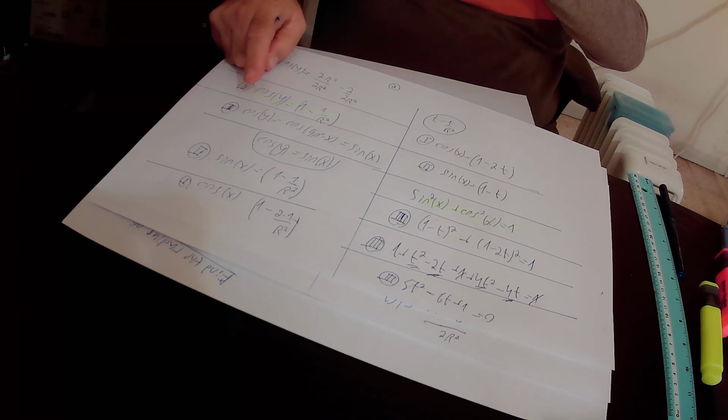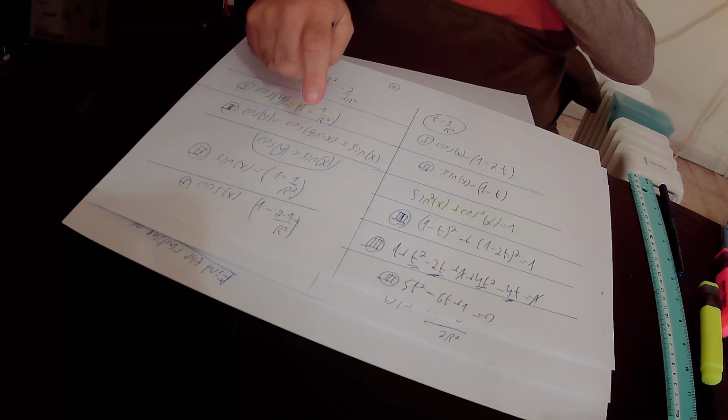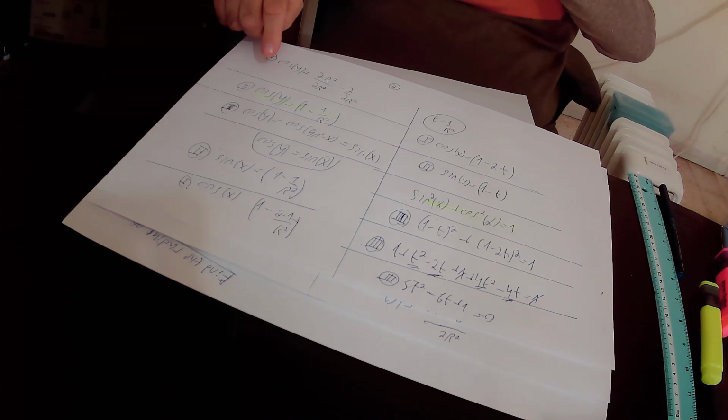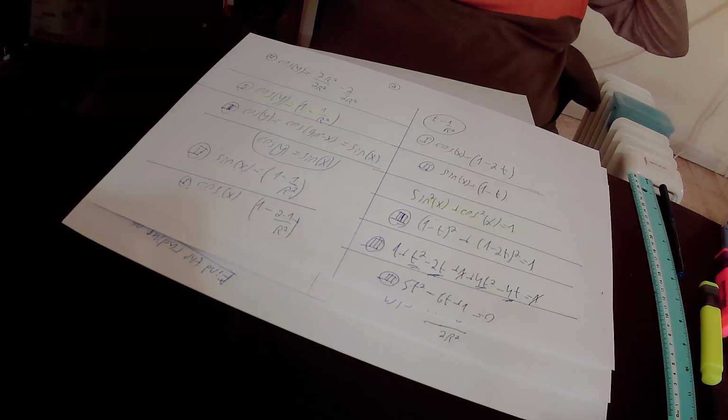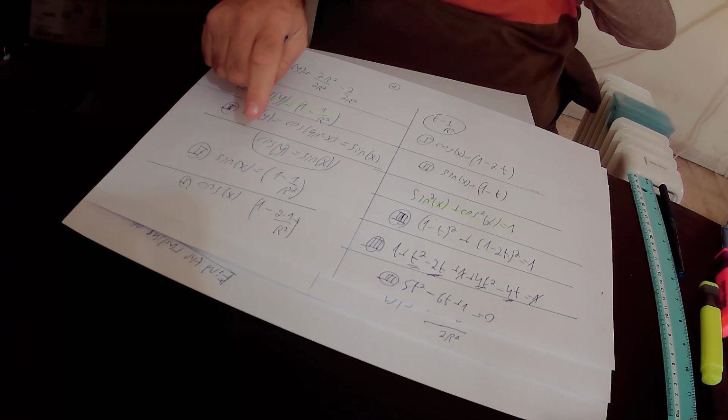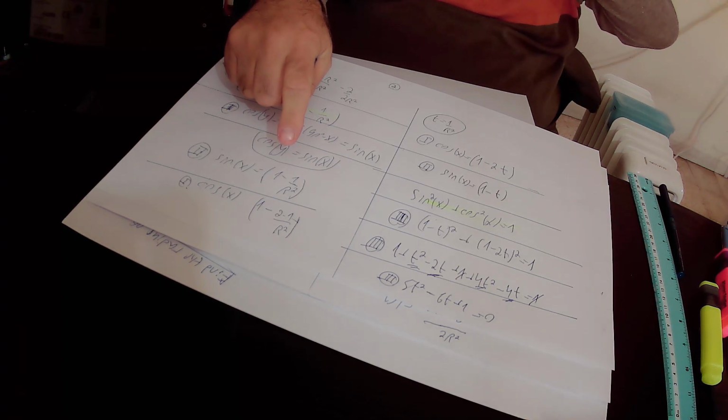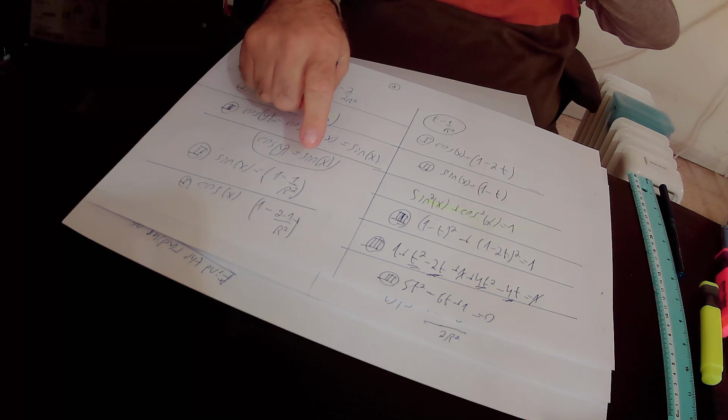Therefore, we substitute cosine y in equation number 2 by sine x, and found out that sine x equals 1 minus 1 over r squared. While according to equation number 1, we already found out that cosine x equals 1 minus 2 times r over r squared.